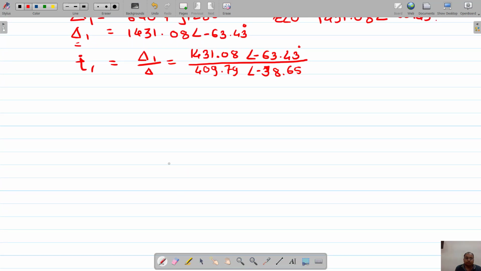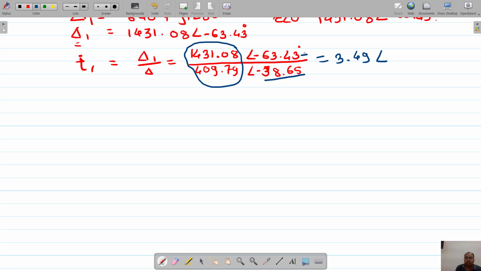Now we can directly do the division of the real terms. So we can directly do the division of these two values. Let me calculate it precisely. 1431.08 divided by 409.79. After calculation it is going to result in 3.49. And for the angle, whenever we divide, the angles get subtracted. That means the denominator angle will be subtracted from this.